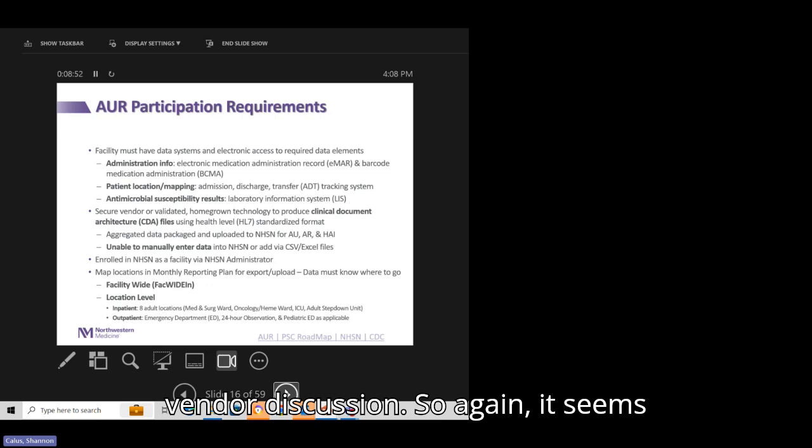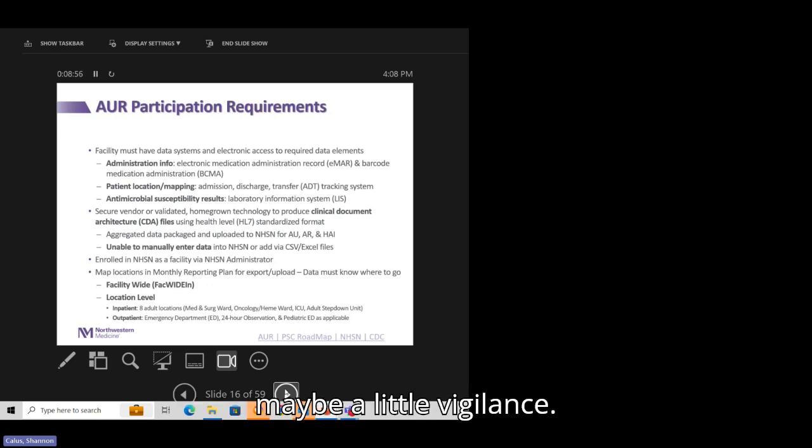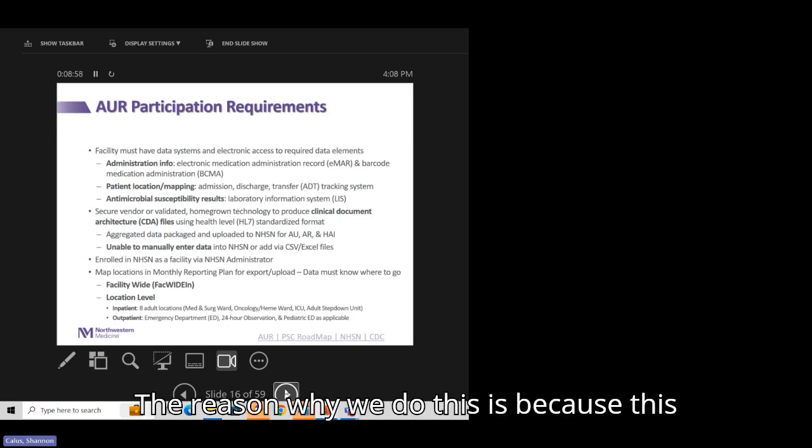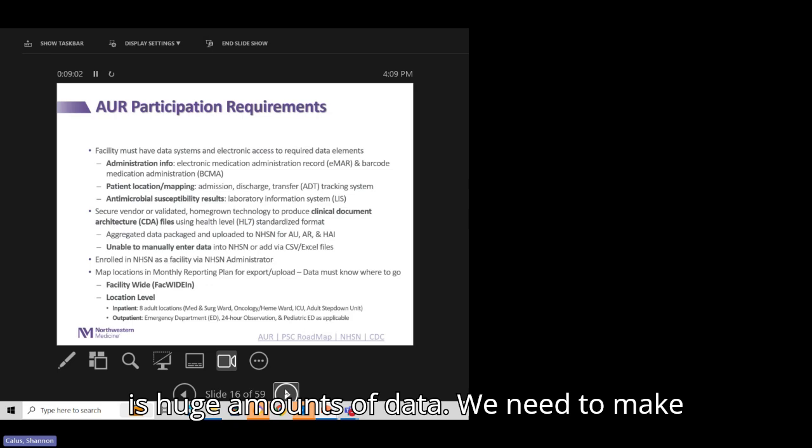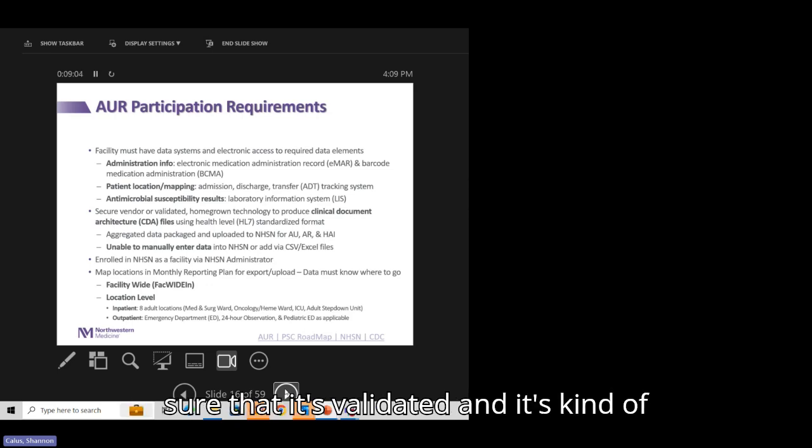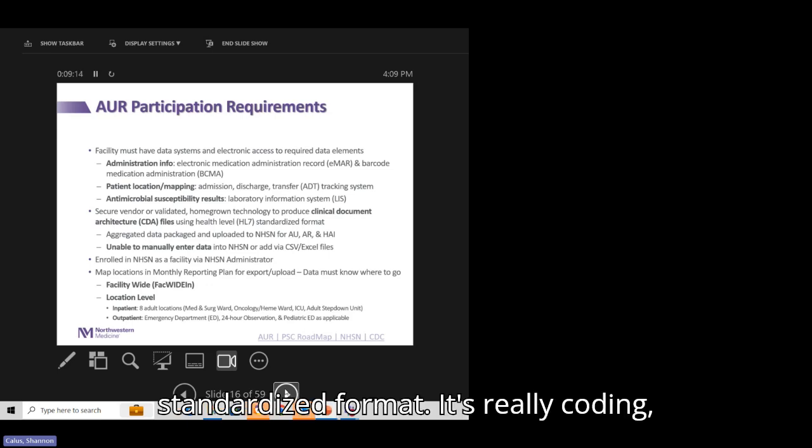So, the vendor discussion. Again, it seems like a lot of folks are on Epic, Cerner, maybe a little Vigilance. The reason we do this is because this is huge amounts of data. We need to make sure that it's validated and in the format that we need it to be. So it should be in these clinical document architecture files, or CDA files, in this HL7, or Health Level 7, standardized format.